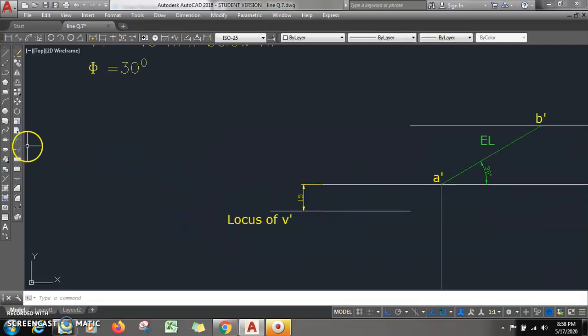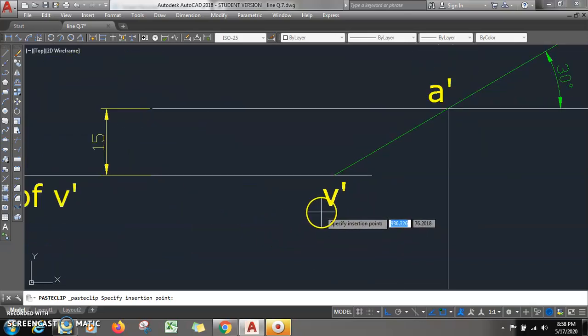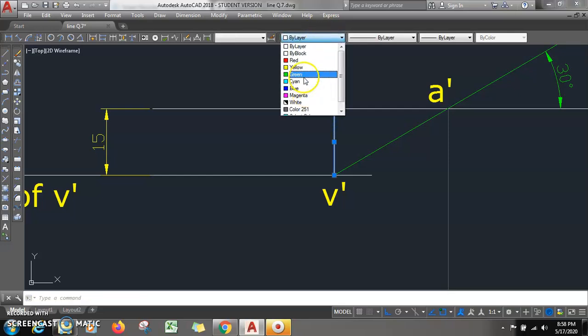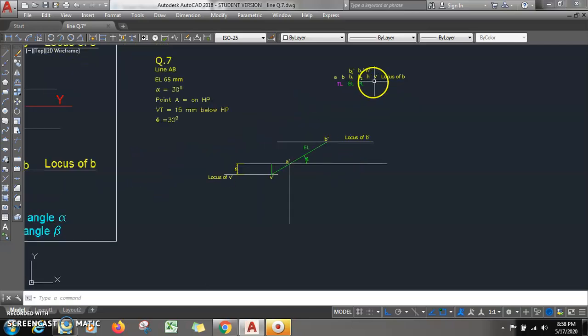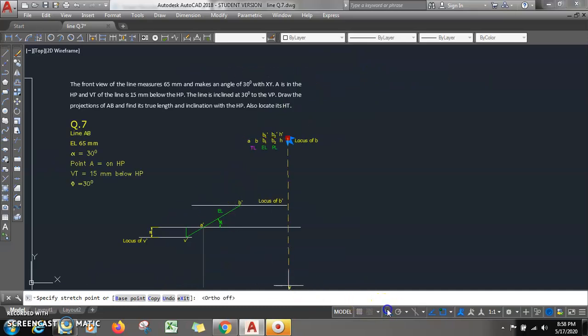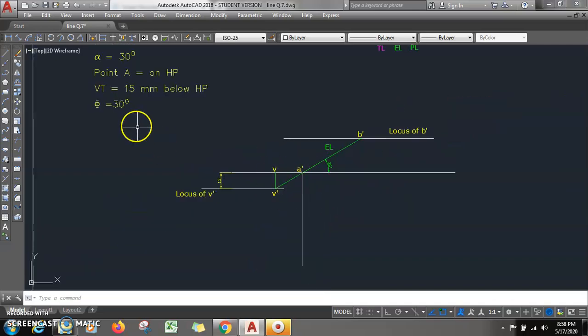So we will extend this line up to this. On extension you will be getting point V dash. Now once you have point V dash, we know V point is there on XY. From this line I will draw one vertical. This point will be point V. Ortho mode should be off. This is point V.